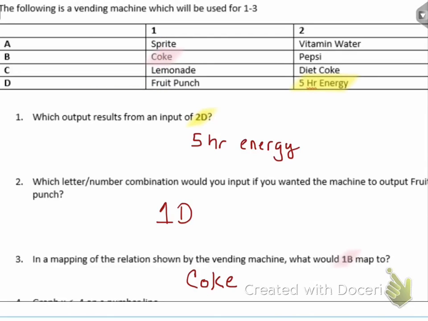In a mapping relationship shown by vending machine, what would 1B represent? Again, follow the numbers, B and 1, and you get Coke. Hopefully you guys are good with that.